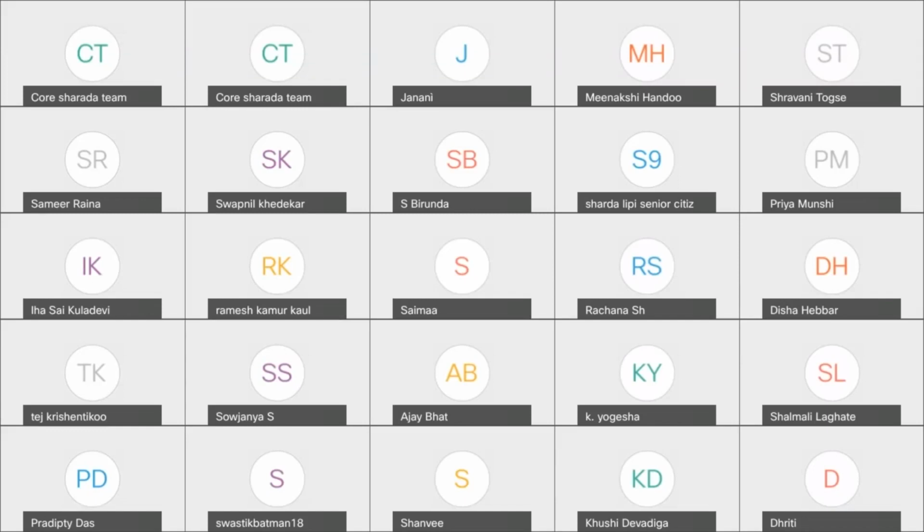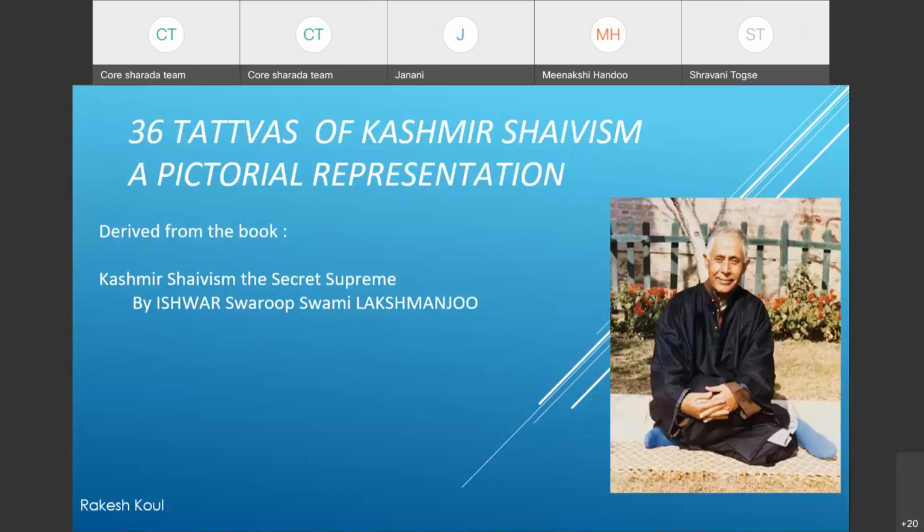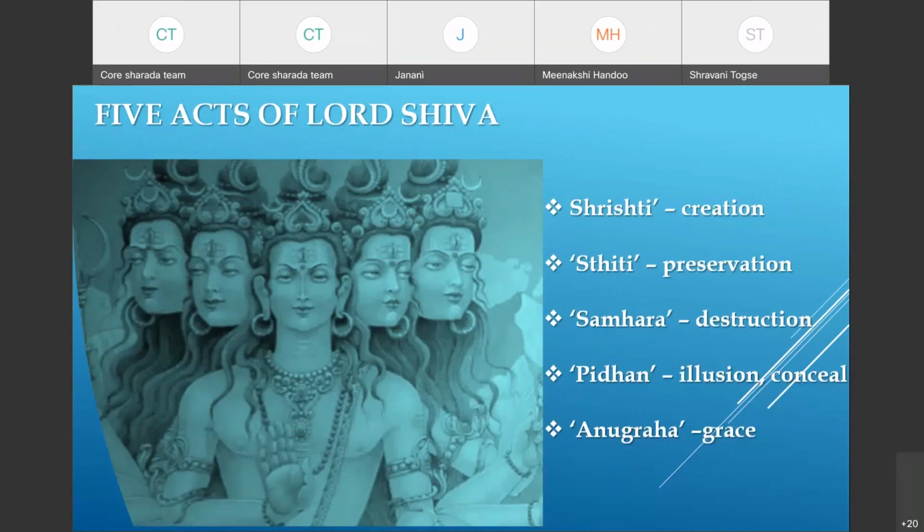This has always been from the book Kashmir Shaivism: The Secret Supreme by Swami Lakshmanjoo, whatever I was talking about the tattvas. The importance of these alphabets, as per Kashmir Shaivism, is that when Lord Shiva wants to manifest this world, it happens with Shakti, it happens with Matrika, it happens with all these alphabets we have learned, all these 54 alphabets. It's a whole subject in itself, but I will give you a glance.